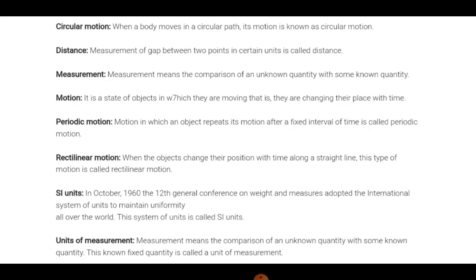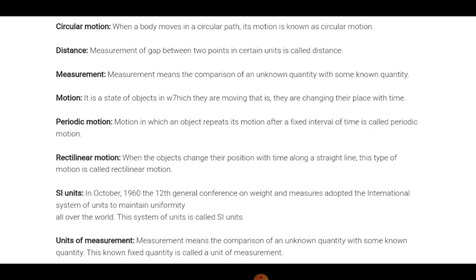What is a periodic motion? So a motion in which an object repeats its motion after a fixed interval of time is called a periodic motion. And what do you mean by rectilinear motion? So when the objects change their position with the time along a straight line. So there should be a straight line for the rectilinear motion. This is a rectilinear motion.